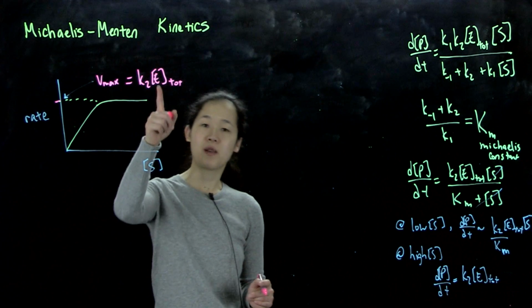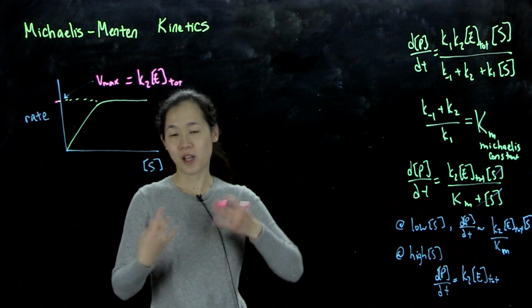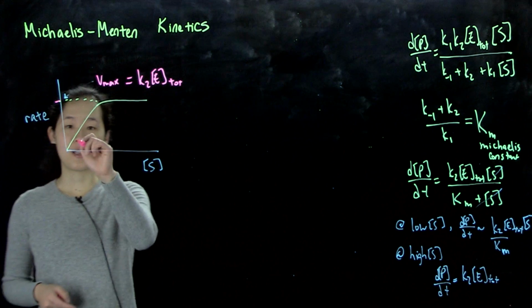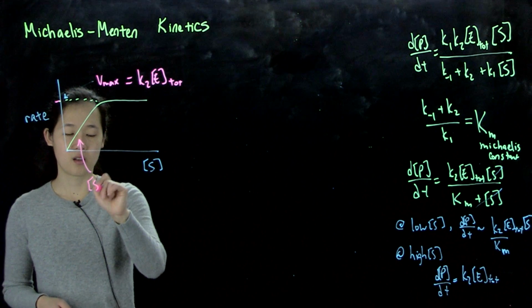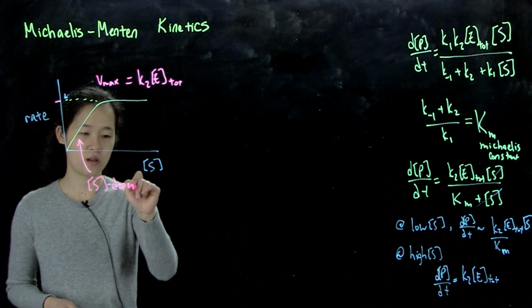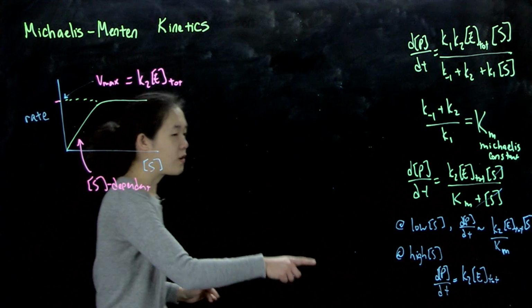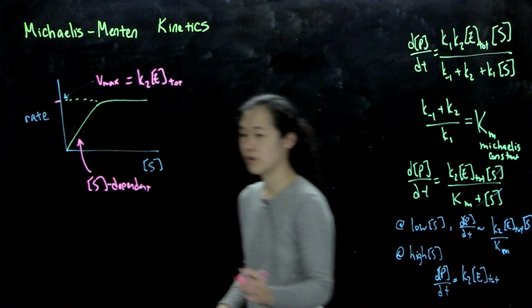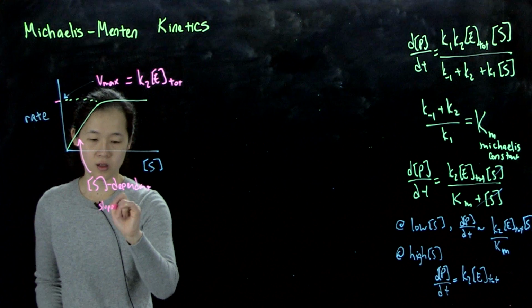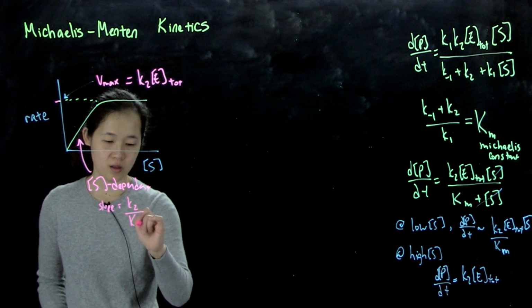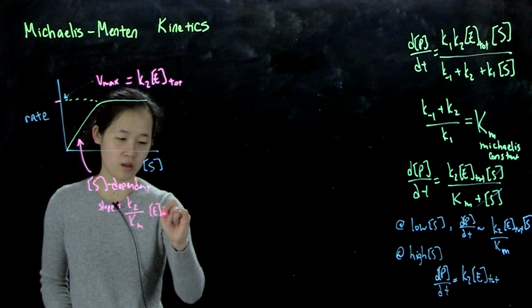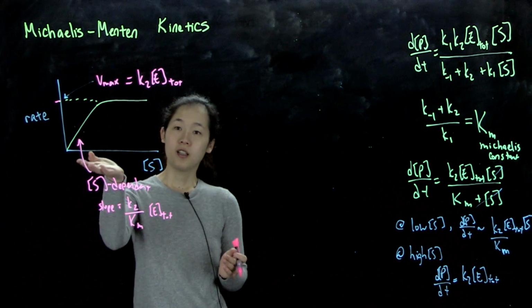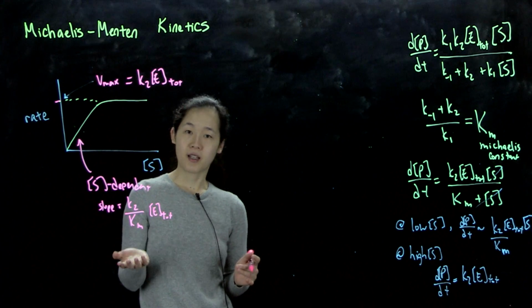So it'll be dependent on how much catalyst you put in. That makes sense, right? The more catalyst you put in, the faster it should go. At low substrate concentration, this will be substrate dependent. And of course, our slope over here should be k2 over Km times E total. So this is one way to plot our enzyme kinetics.